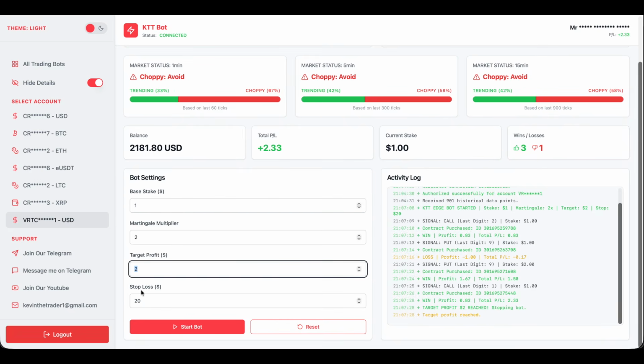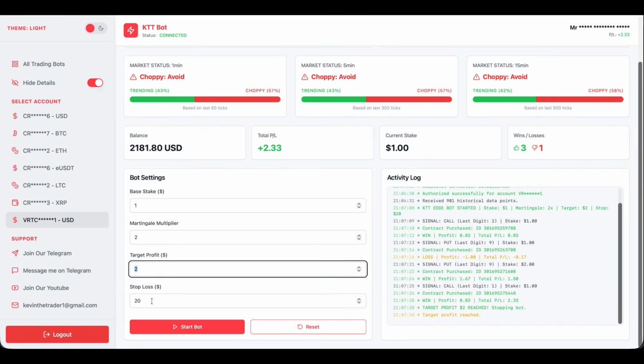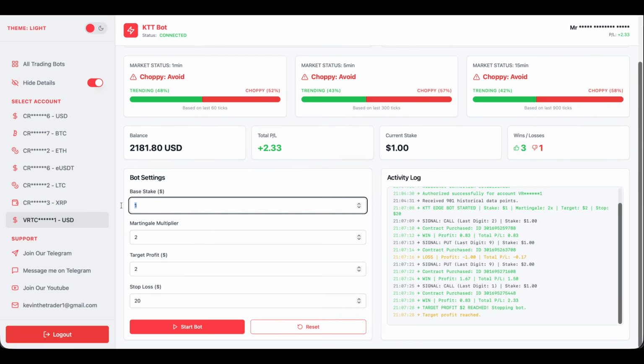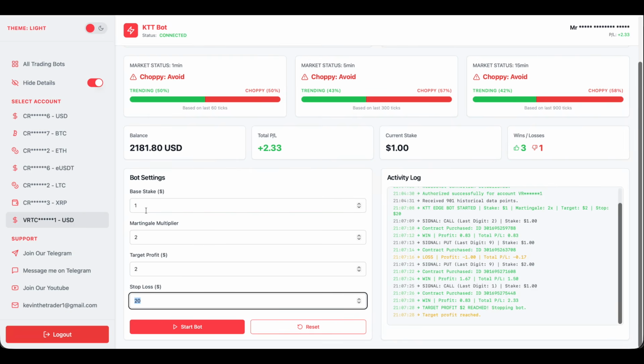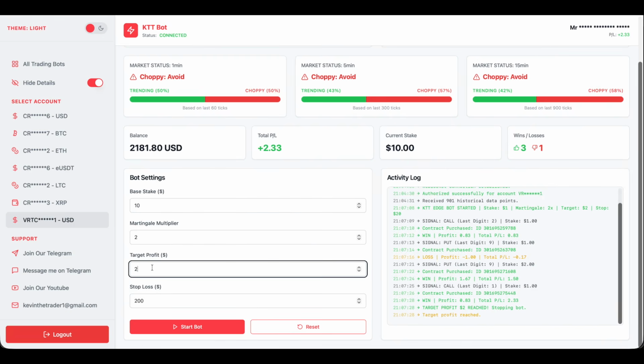We target 10% of our stop loss, right? So this is now the 10% of our stop loss, but our stake is 5% of our stop loss. So if I put here 200, then our base stake will be 10, then our target profit will be 20, right? Because our stop loss is 200, our target profit is 10% of the stop loss, and the base stake is 5% of the stop loss. So that means this is the amount that we are willing to lose.